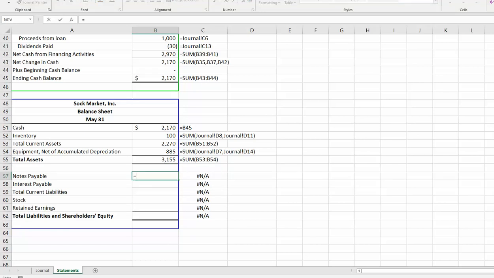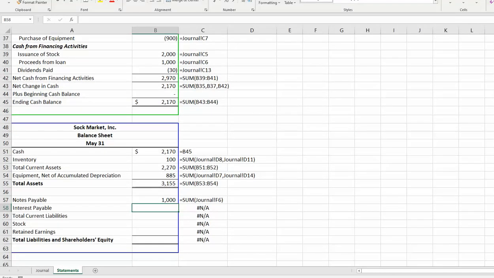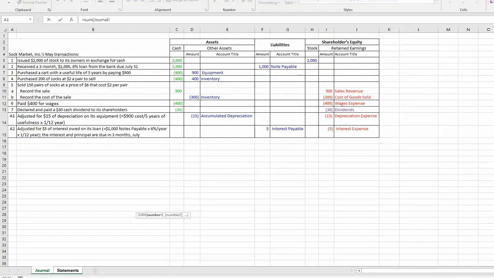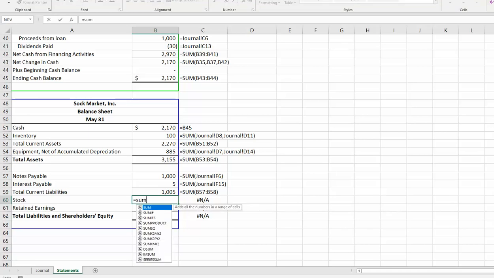Now I'm going to use equal sum for notes payable, even though there's really only one activity, because it's always safer since you don't know for sure. Go to your journal, and I only have one item, so I click on the 1000 next to the note payable under the liabilities column. Now I'm looking for interest payable. Again, it's all payables or liabilities, so I'm looking under the liability column. Total current liabilities are all the obligations coming due within the year.